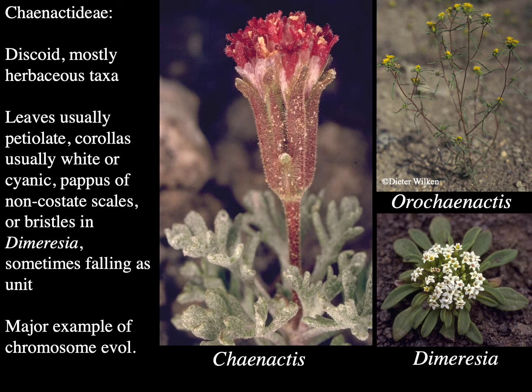Dimeresia is a very strange plant with 2 florets per head, and they're clustered together, as you see here. Its relationships were obscure until the molecular data were obtained.